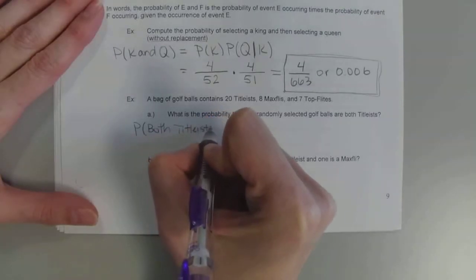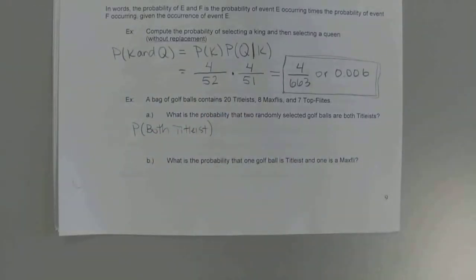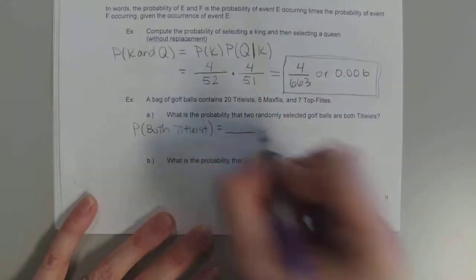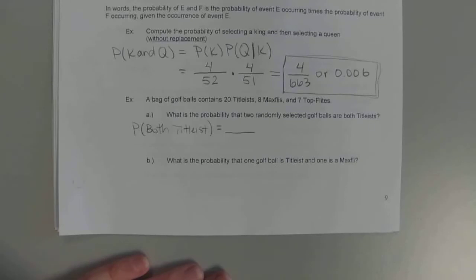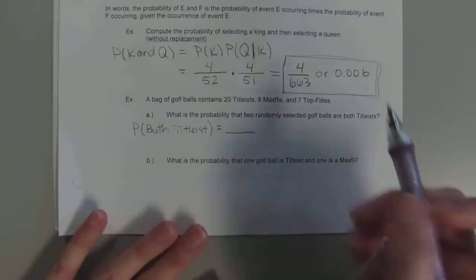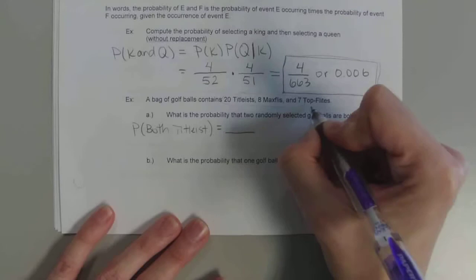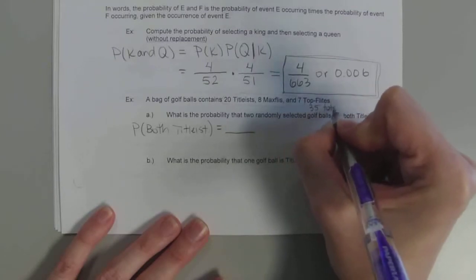It's a weird word to spell. Both Titleists. Well, when I go to pick that first ball, how many total balls are there to choose from? 35. Where'd you get that? I added all. Right? So we know all of these are in the golf bag. So there's 35 total golf balls.